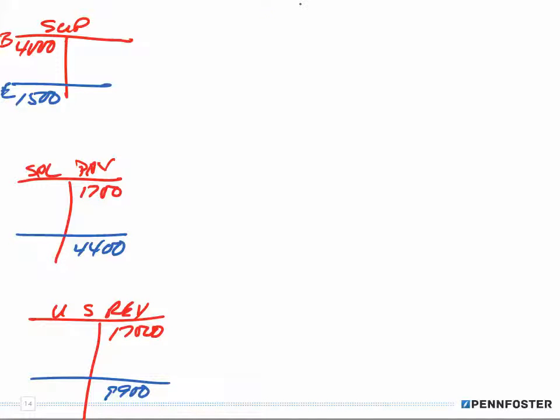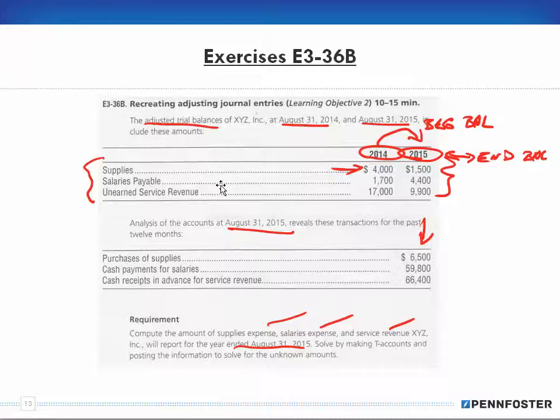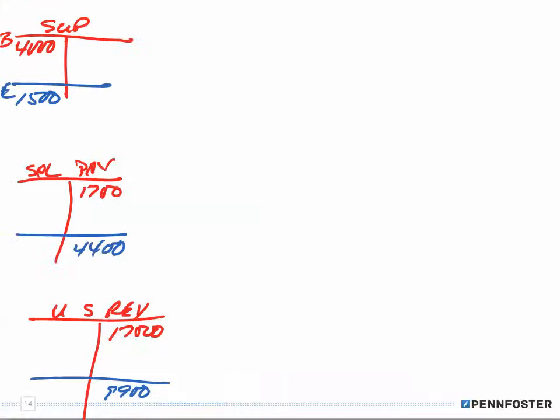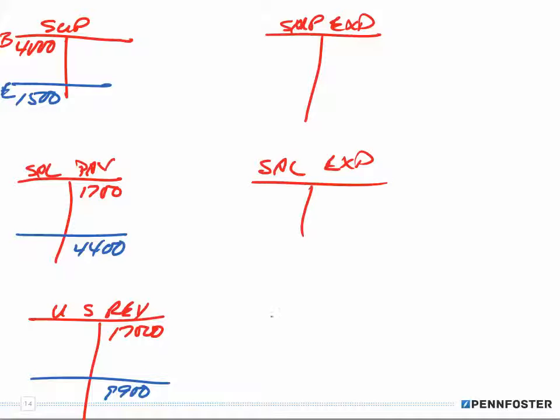Okay, now it says compute the amount of the supplies expense, salary expense, and service revenue. So we need supplies expense, salary expense, and service revenue.